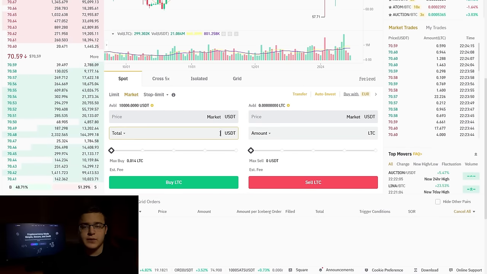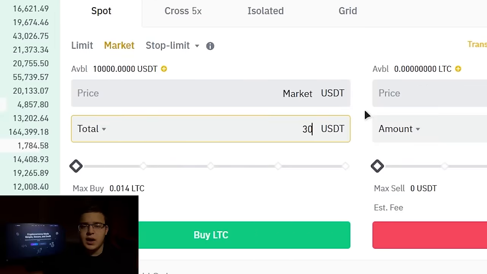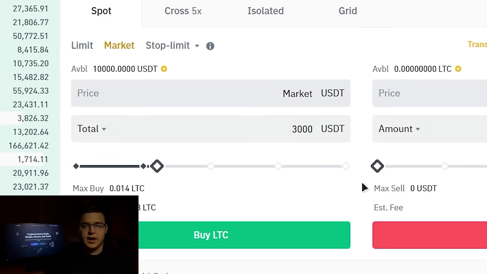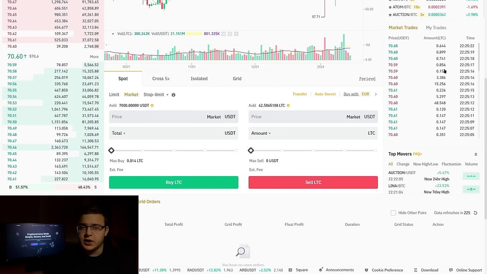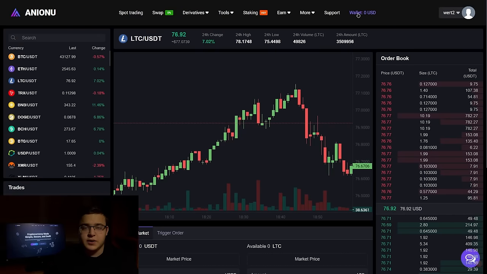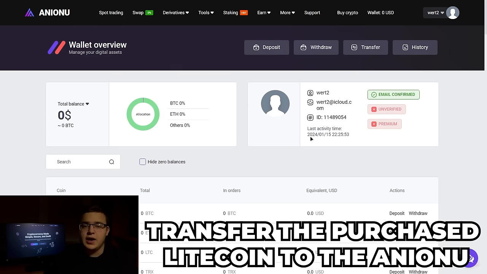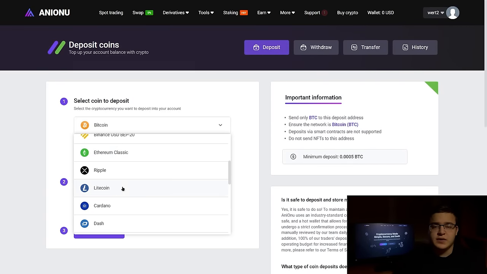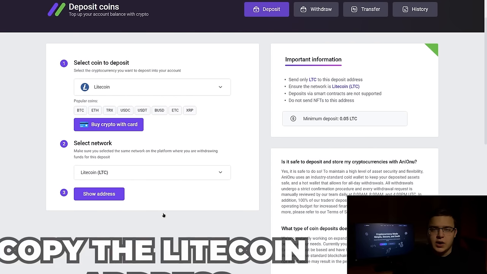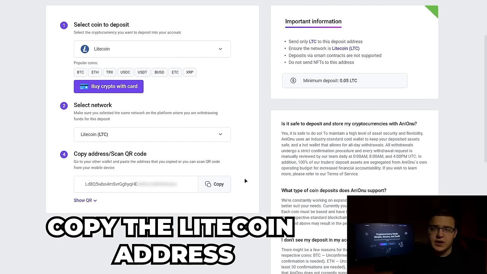Alright, let's make the trade with $3,000 in our example and see how much we can earn. We'll buy Litecoin for $3,000 on Binance. Remember that amount. And just so you know, you can also buy cryptocurrency with a bank card on the anionu exchange. Our next step is to transfer the purchased Litecoin to the anionu crypto exchange. To do this, we'll navigate to the wallet section, specifically to the deposit page. From there, we'll copy the Litecoin address from the deposit and initiate the transfer of coins from Binance to anionu.